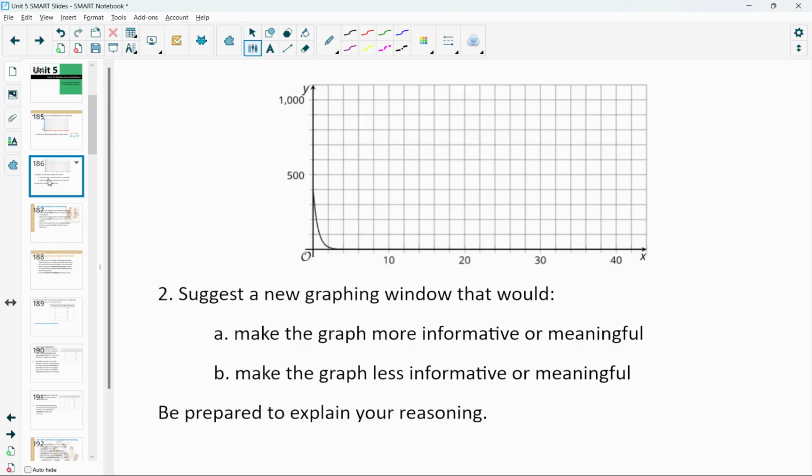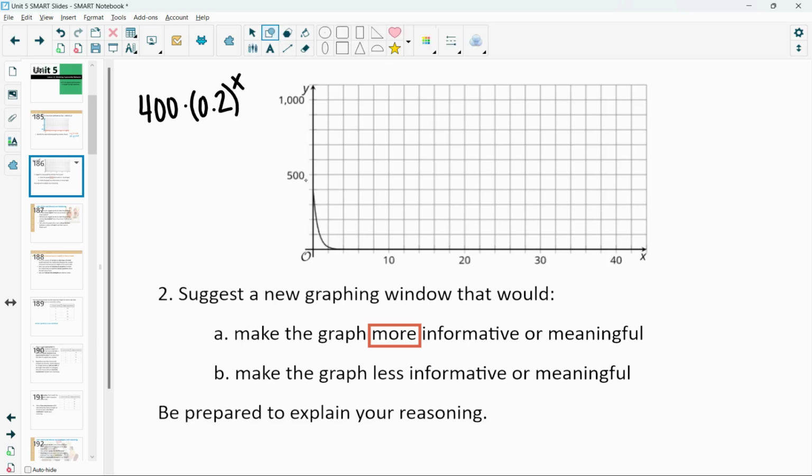Then it wants us to suggest a new window that would make the graph more meaningful or informative and then less meaningful and informative. Because when we look at this, we can see the graph is just really tiny in this corner. There's a ton of grid and not a lot of graph. So it really doesn't do us any good. You can't really approximate anything with this. It's too zoomed out. So if we're going to take a look at making this more meaningful, we would want to be able to see more graph, right? And if you remember, this equation for this was 400 times 0.2 to the x.